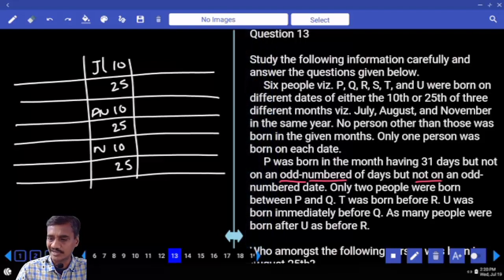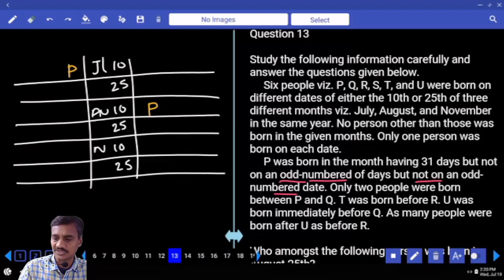but not on an odd numbered date. Now P was born in the month having 31 days, but not on an odd numbered date. That means this person must be on an even numbered date. Now P must be on an even numbered date either in the month of July or August, and so P can be either on the 10th of July or the 10th of August.